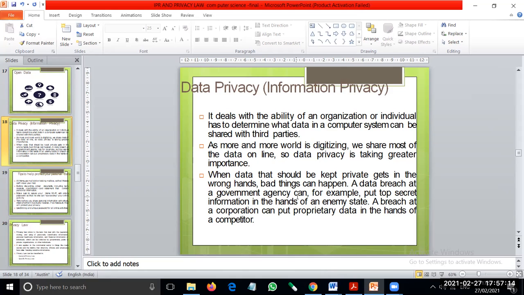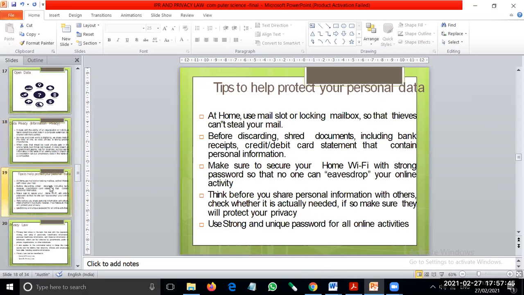One more thing is there: when the data that should be kept private gets in the wrong hands, bad things can happen. A data breach at a government agency can, for example, put top secret information in the hands of any state. A breach of a corporation can put priority data in the hands of a competitor. तो वही बात है कि important बात ये है कि you should keep it, don't share it, which is not shareable. So data should be kept privately.